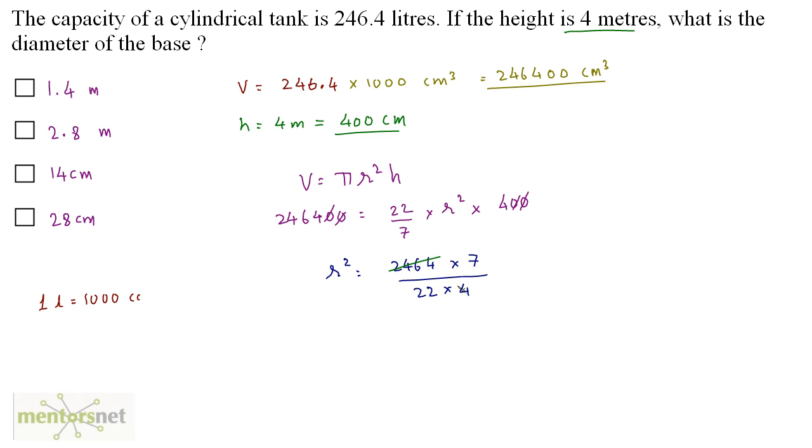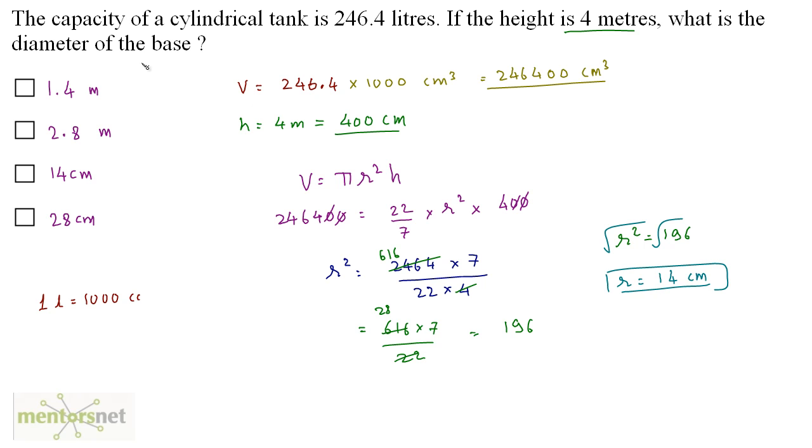Now 2464, if I divide it by 4, I'll get 616, right? So we have 616 times 7 by 22. Now 616 divided by 22 will give you 28, and 28 times 7 is equal to 196. So r square is equal to 196. Therefore, taking under root on both the sides, we have r equals under root of 196, and that is 14. So 14 centimeters is the radius.